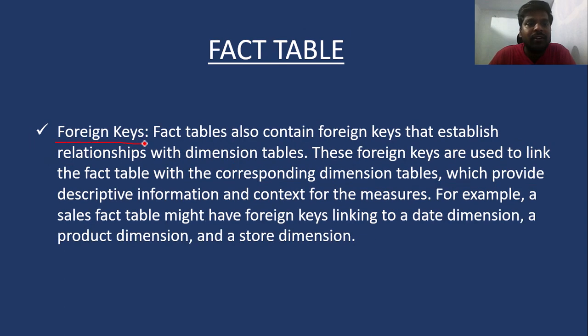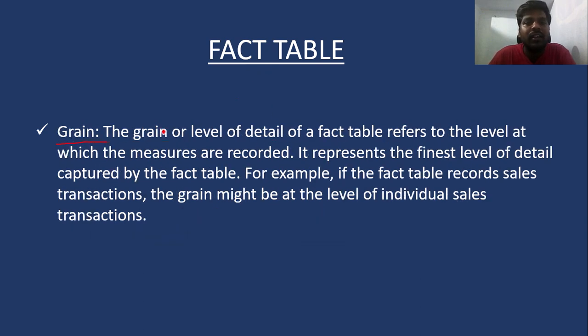Here we have foreign keys. In a fact table, we have foreign keys which are related with the dimension tables. These foreign keys will link to the corresponding dimension tables. Those dimension tables may be the product dimension or store dimension or territory, date dimension or any other dimensions. Those dimensions are related by these foreign keys which are present in the fact table. Grain, the level of detail of the fact table, refers to the level at which the measures are recorded. Till the finest level, the data could be captured in the fact table.